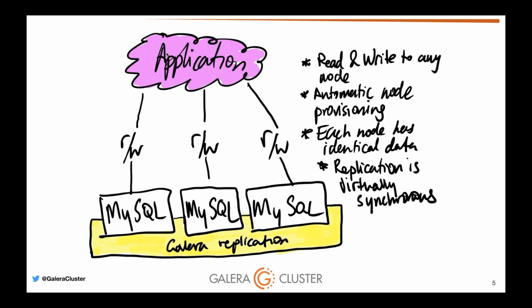Each node, of course, has identical data, and the replication is virtually synchronous. What it means by virtually synchronous is it doesn't write to each and every node at any given time. It does a certification. And once the certification passes, so even before the data is written, as long as the transaction is certified, the client gets the okay. So this actually makes things a little faster. That's why it's virtually synchronous and not synchronous.